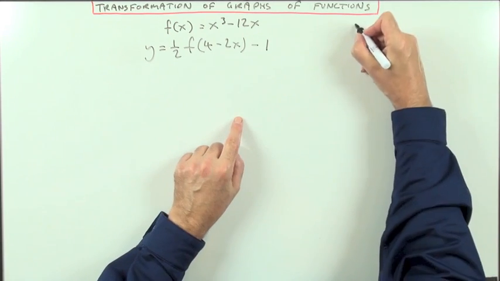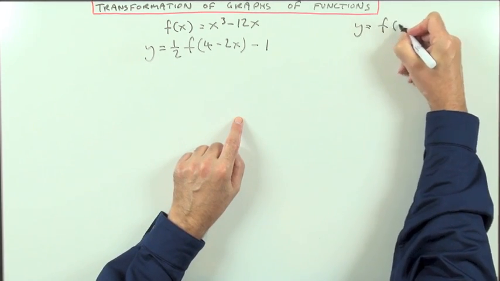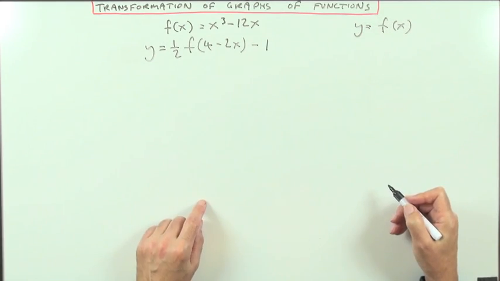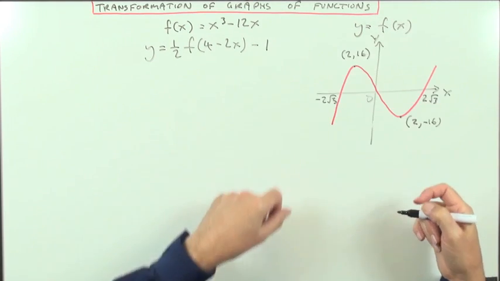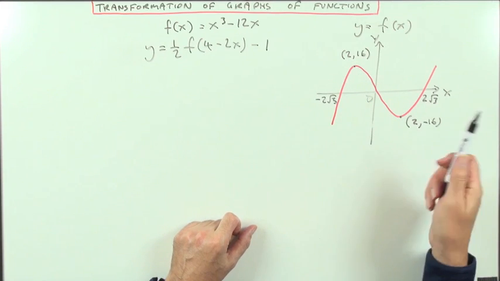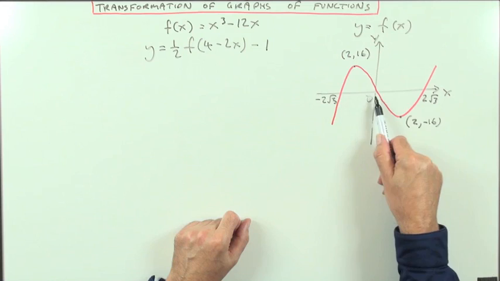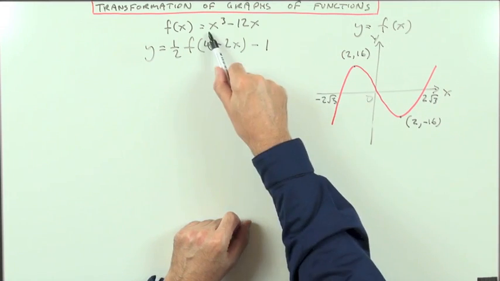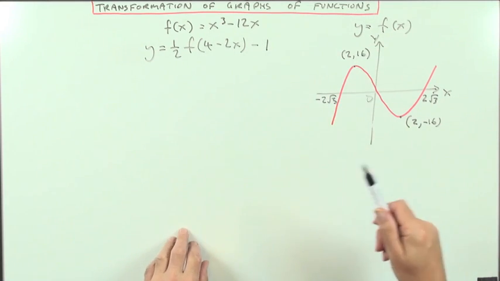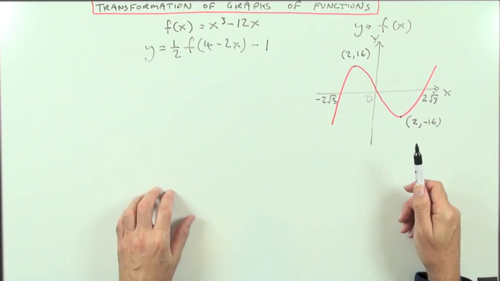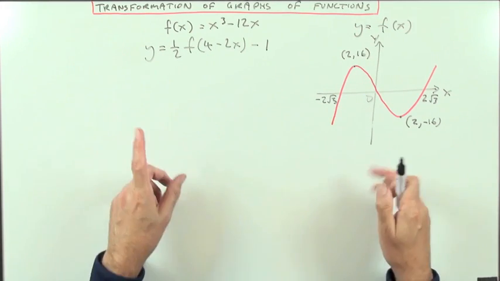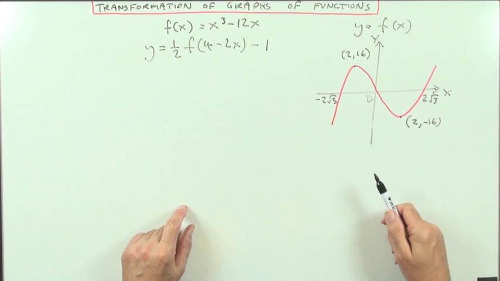Well, first of all, we need the original graph. What about y equals f of x itself, the original graph? That would look like this, where the turning points could be found by differentiating that equal to 0, and where it cuts the x-axis can be found by equating that to 0, and then solving that, factorising and solving it. But in general, if you're doing the higher, this graph would already be given.